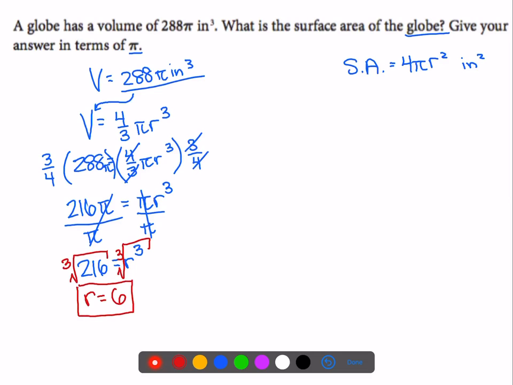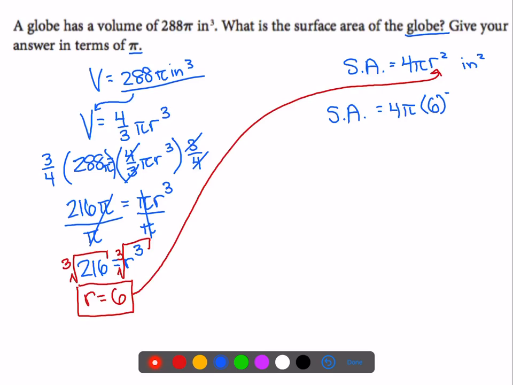Now that I know what r is, I can find the surface area. So I take that r value and plug it back in for our surface area problem. We have surface area is equal to 4 pi times 6 squared. This will end us up with 4 pi times 36. 36 times 4 will give us 144 pi inches squared as our final answer.